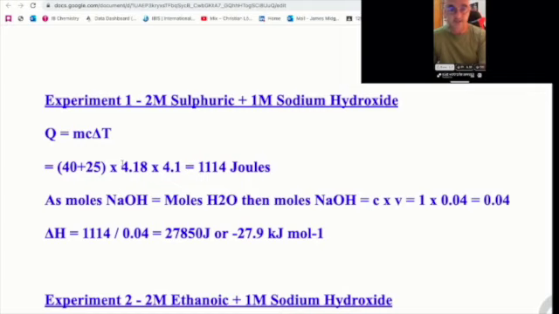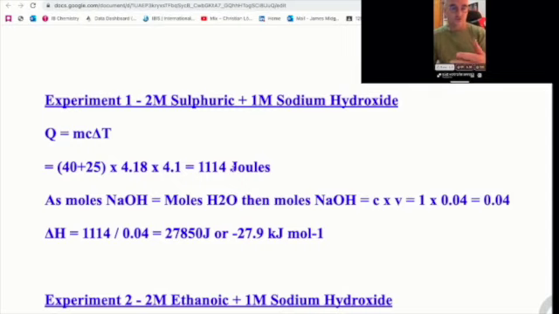Specific heat capacity: I'm assuming the specific heat capacity of sulfuric acid and sodium hydroxide is the same as water. It's a fair assumption. It's not that far off. 4.18. And then 4.1 was delta T, which we got from the graph by extrapolation, working back on that descending temperature to the intercept on the y-axis. So for sulfuric acid, we've got 40 plus 25, 65, times 4.18, times 4.1, I made 1,114 joules.